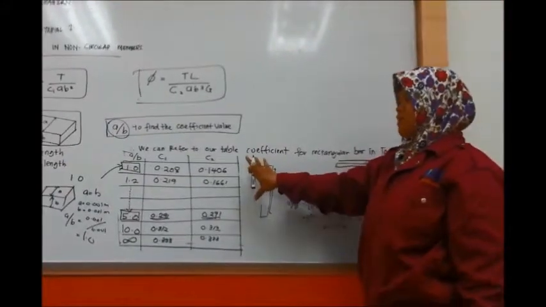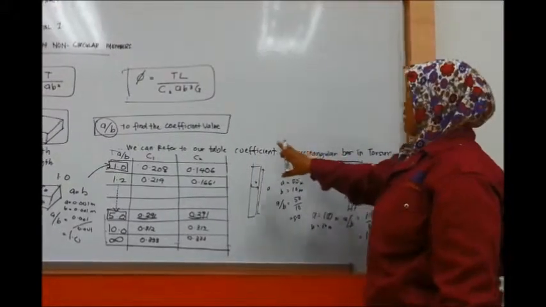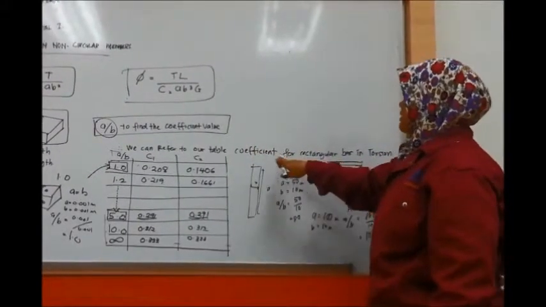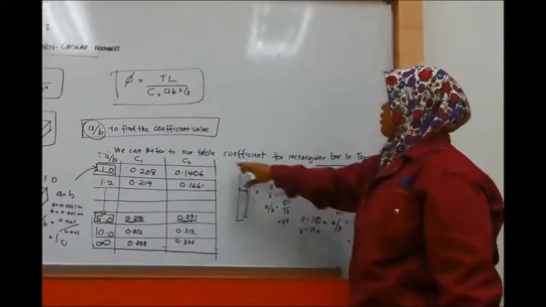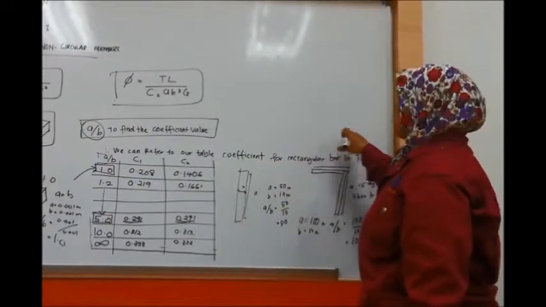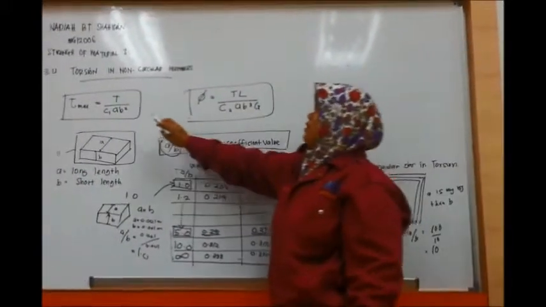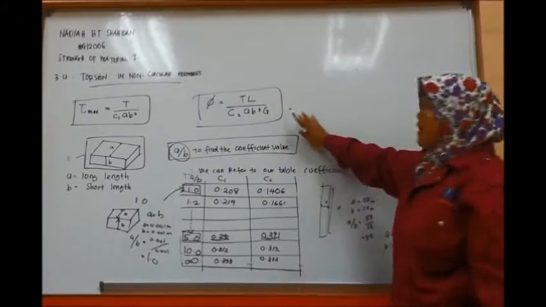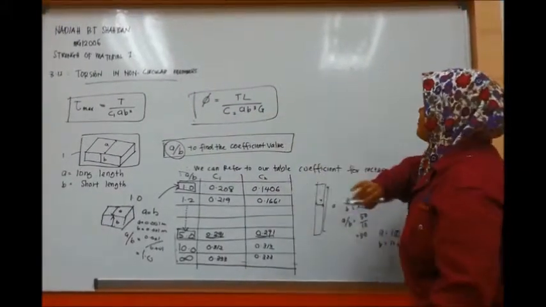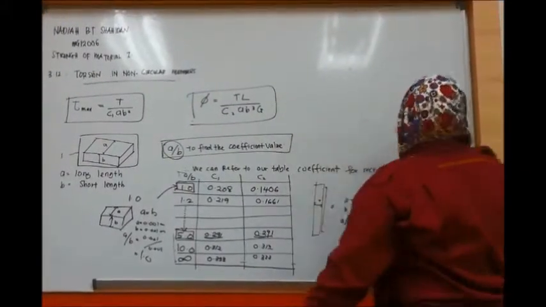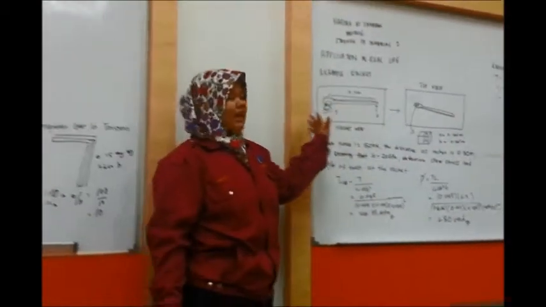This is our table of coefficients. We must calculate a over b to get the coefficient for the rectangular bar that we can apply in the formula of shearing stress and the formula of angle of twist. Okay, then I move to an application in real life.